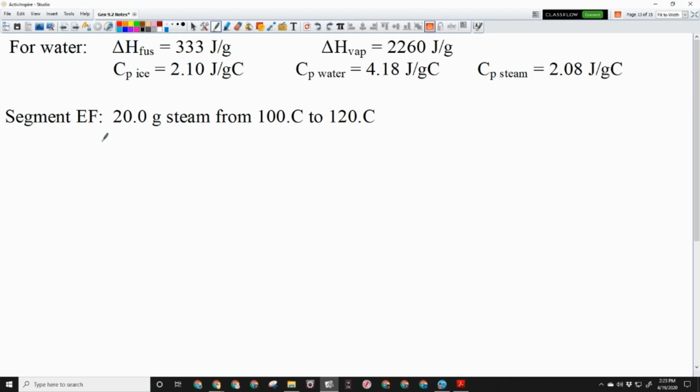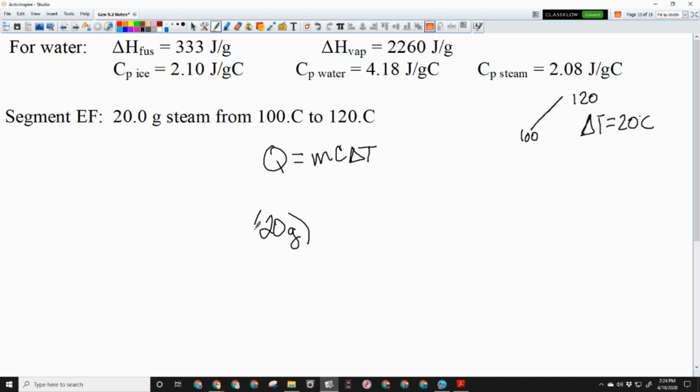So now we need to calculate from E to F. And so that's that point where it's steam. So this is 100 degrees. And what is our highest temperature? 120. So what's the change in temperature here? Delta T is equal to 20 degrees change. So since it's sloping, we have a change in temperature. It's MC delta T. The mass doesn't change. We still have 20 grams, right?